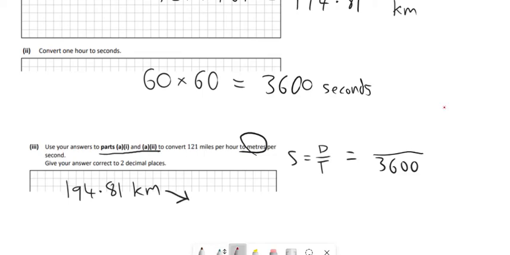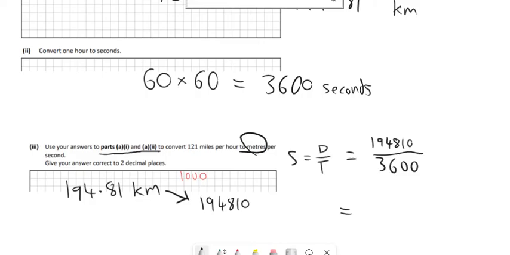Now there's 1,000 meters in a kilometer, therefore we're going to have to multiply that by 1,000 in order to change it into meters. That would be 194,810, and that's the number we're going to put on top. Then 194,810, and we're just going to divide those two, and we get 54.11, and that's meters per second.